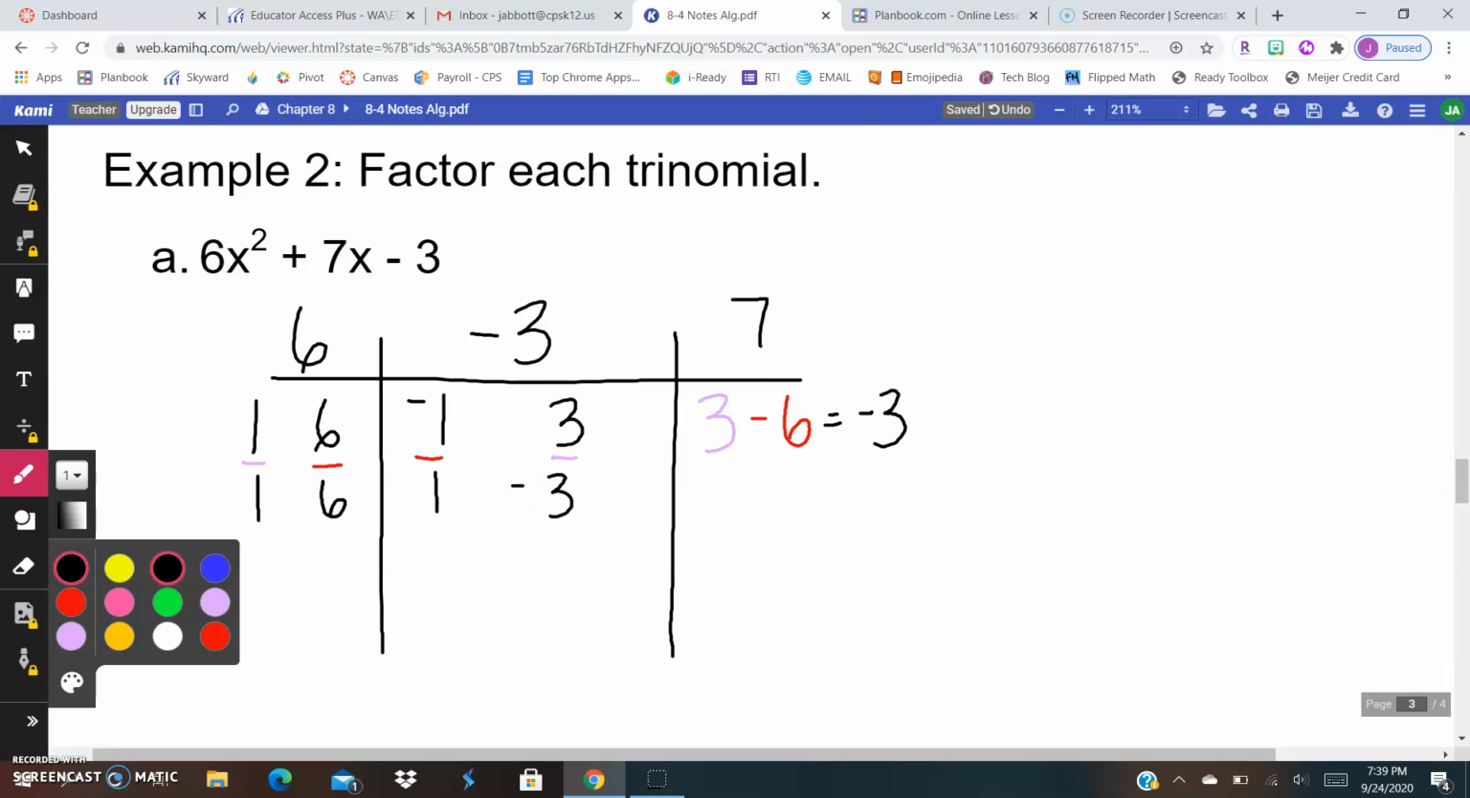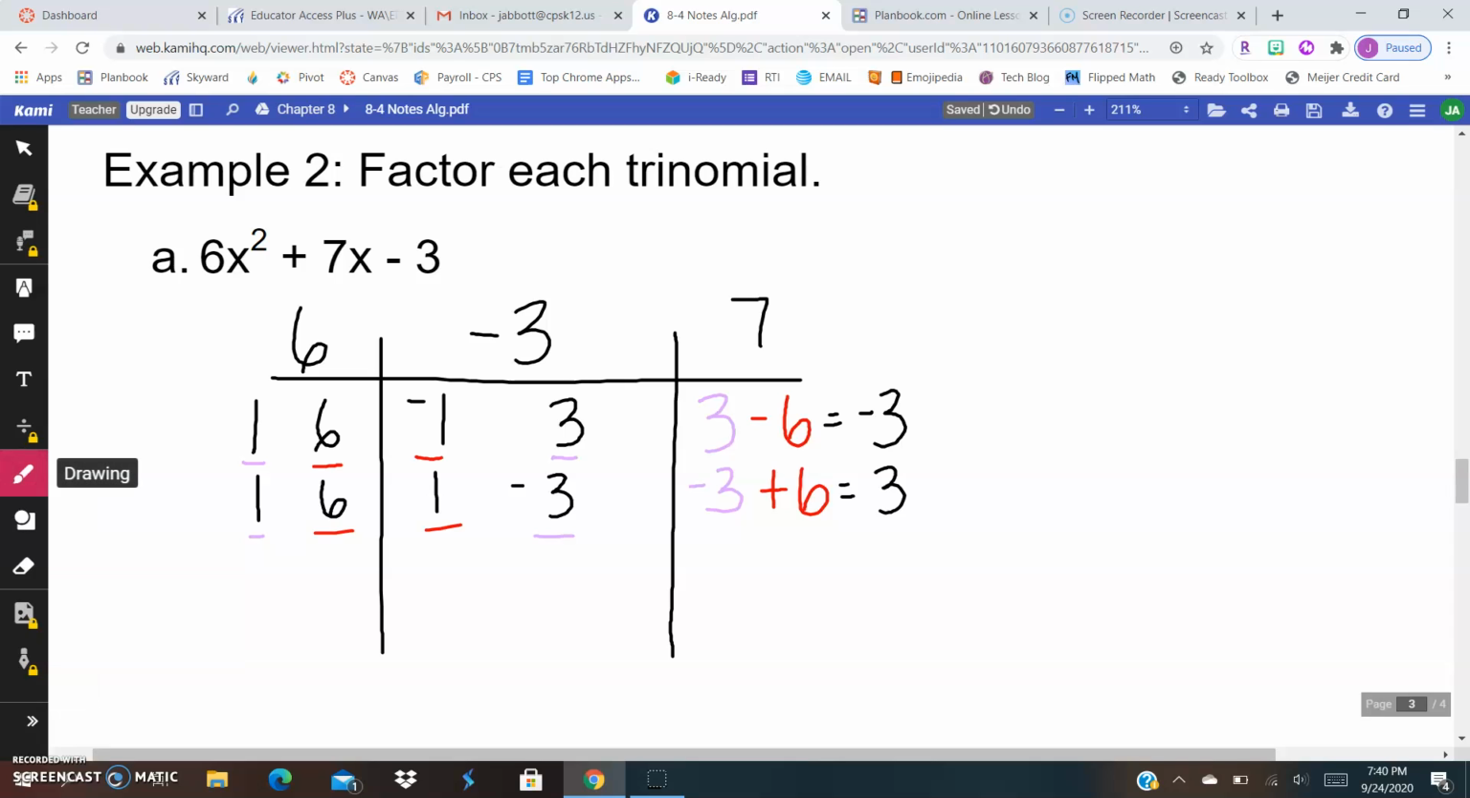So my outers would be 1 and negative 3, and my inner would be 6 and 1. That would be a positive 6. Negative 3 plus 6 would leave me with 3. So I guess I'm going to have to find different factors of 6 for my next guess. 2 and 3, 1 and 3, and we'll try for that negative 1 again.